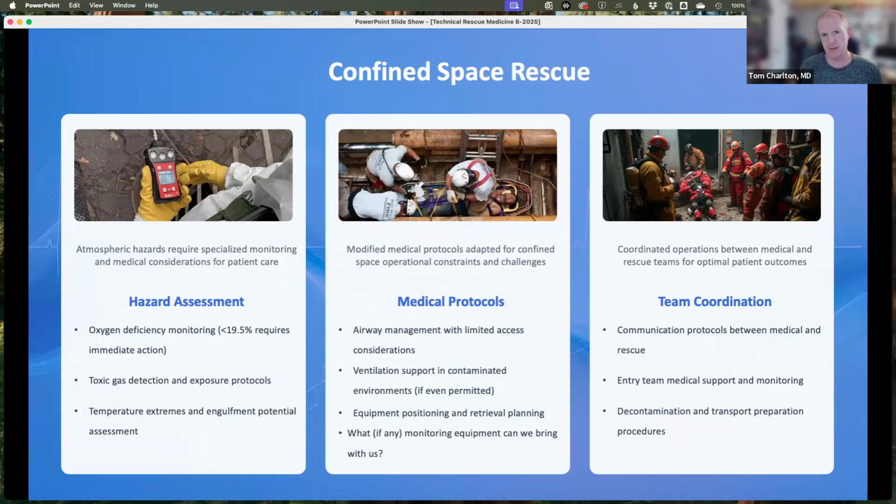It's also important that, depending on what kind of confined space you're in, you may need decontamination, because it may be that you're in an environment where you're exposed to a bunch of really nasty stuff and it needs to get cleaned off.